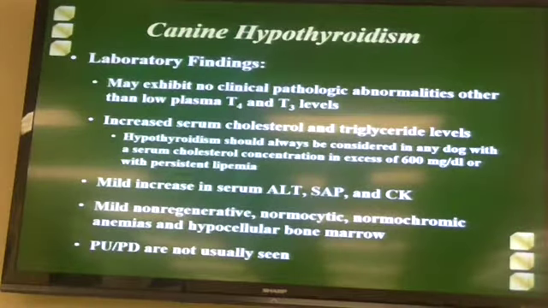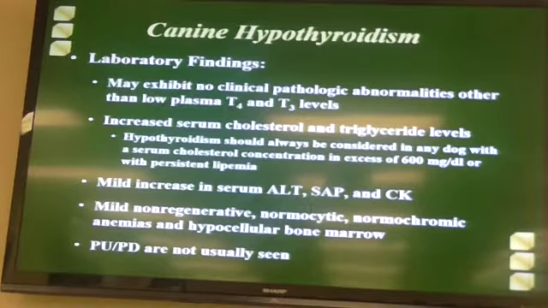So as far as laboratory findings are concerned, you may see no clinicopathological abnormalities other than low T4 and T3 hormone levels. Okay? Now, increased serum cholesterol and triglyceride levels may also be seen because his metabolism is abnormal, and increased cholesterol occurs in almost all metabolic disorders. Also his energy is messed up, so he's trying to make energy and break down fat. Plus, thyroid hormone stabilizes cell membranes. When you damage cell membranes, you're going to leak cholesterol and lipids out. So you're going to see it with that.